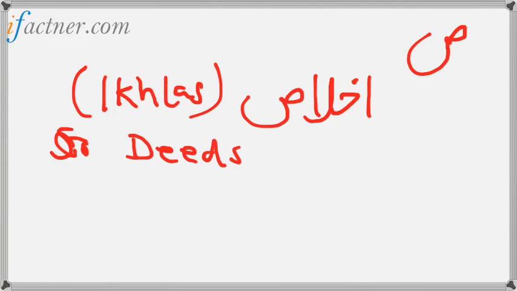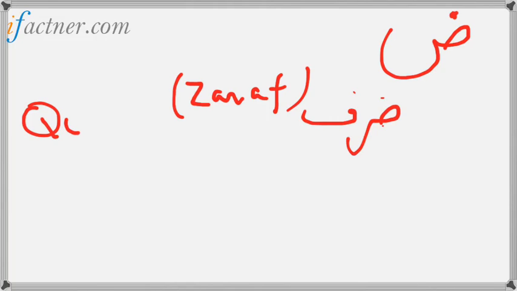And then let's see how we use the letter Zwad in the beginning of the word. There's a word called Zarf. Zarf means some quality of a person. Quality of a person is called Zarf.